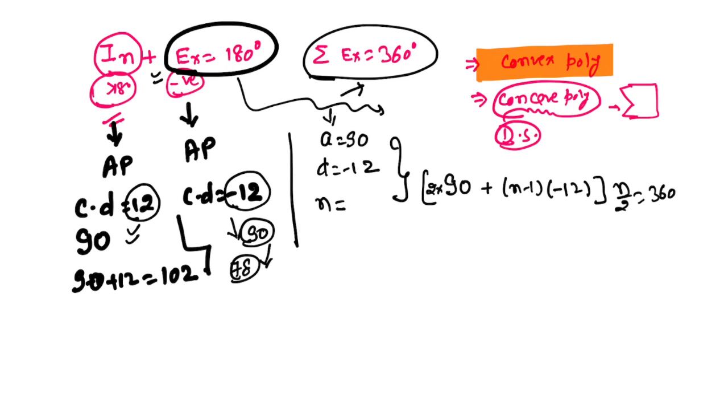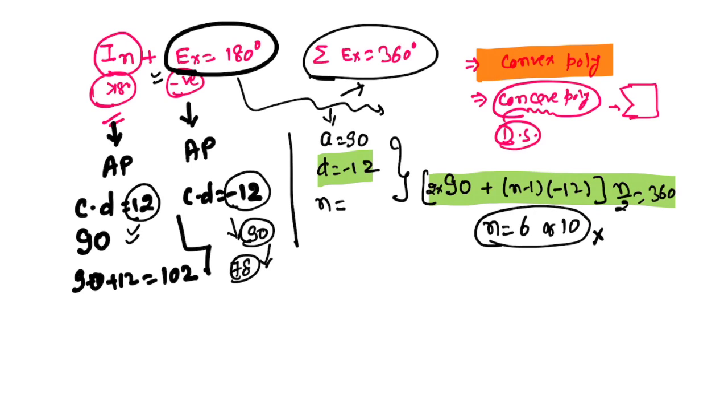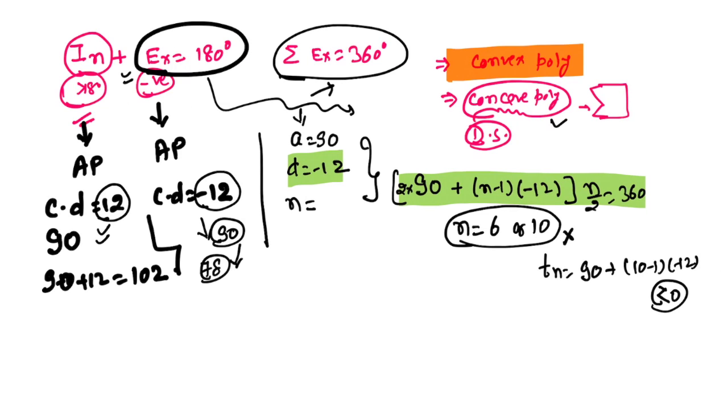You should know a little basic: if the common difference goes negative, in general we get two values of n, not always. So the values of n that come out are 6 or 10, if you solve the quadratic equation. We do not work on 10 because as soon as you work on 10, what is the nth term? First term plus n minus 1 into common difference, and this becomes negative. This points towards a concave polygon, so we do not work with negatives.